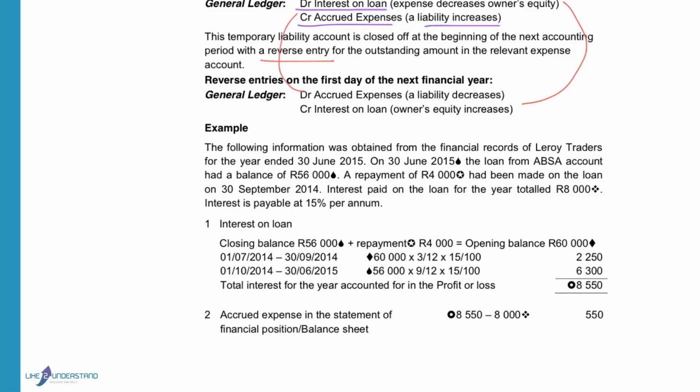The following information is available from Leroy Traders. On 30 June 2015 is the end of the financial year. A loan from ABSA had a balance of 56,000 Rand. During the year, a payment of 4,000 had been made on the loan. Interest is paid on the total 8,000 and it's at 15% per annum.